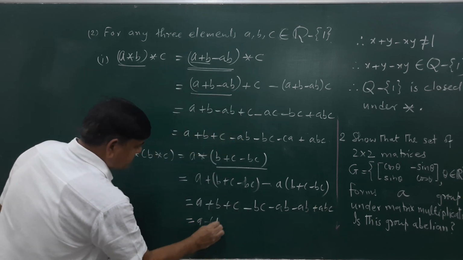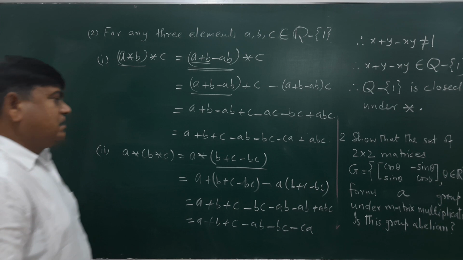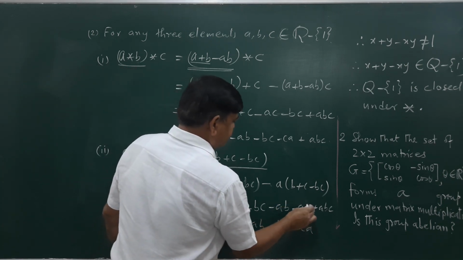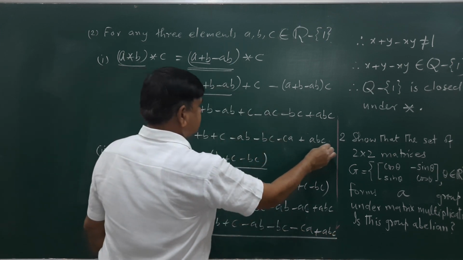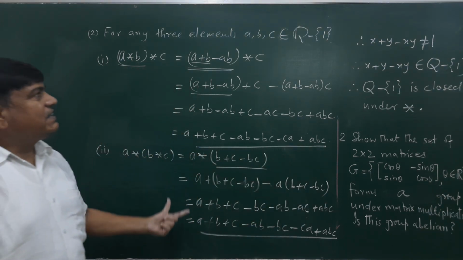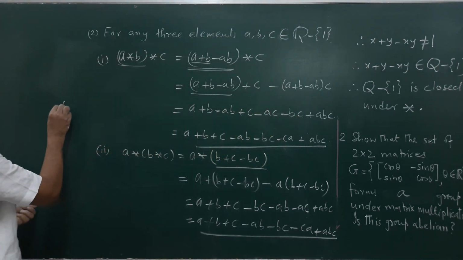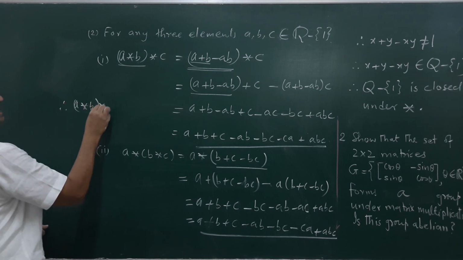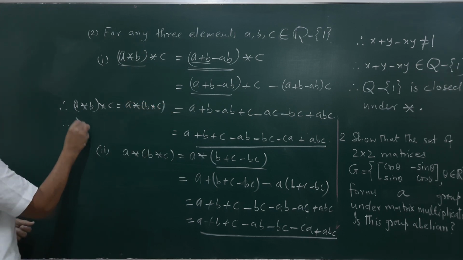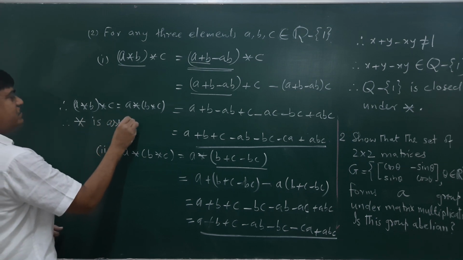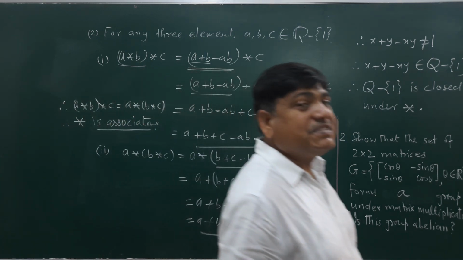Minus AC, this into this and plus this. And here it is. This part is equal to this part. That means, therefore, (A * B) * C equals A * (B * C). Therefore, this is associative. The binary composition is associative.